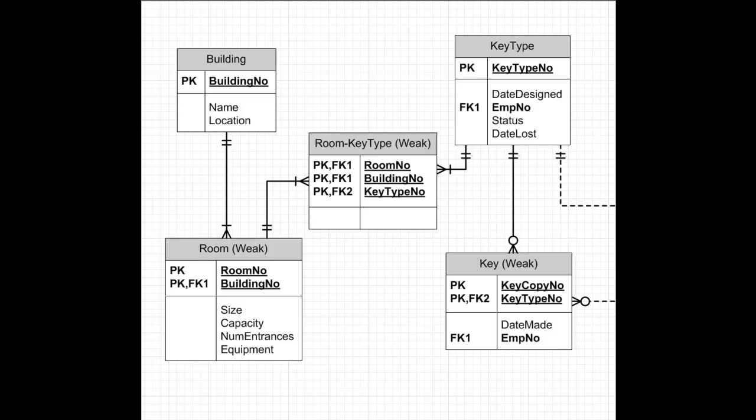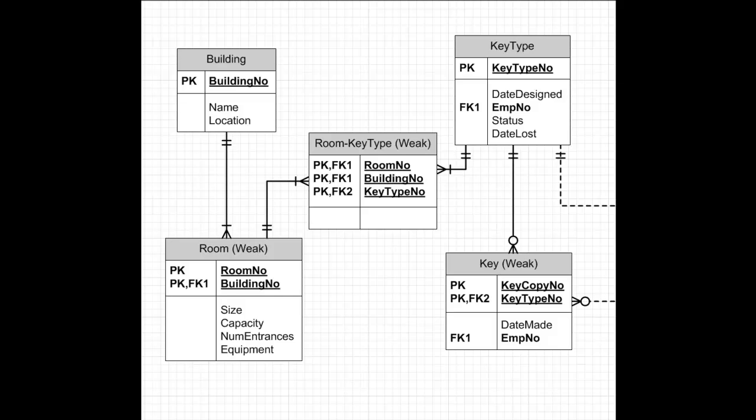The identifying relationship means that part of the primary key, or all of the primary key in some cases, will be borrowed from the other entity. We see a similar thing for the room-key type entity. This associates two tables, key type and room, and it borrows, in this case, all of its primary key from the other two entities, room and key type.